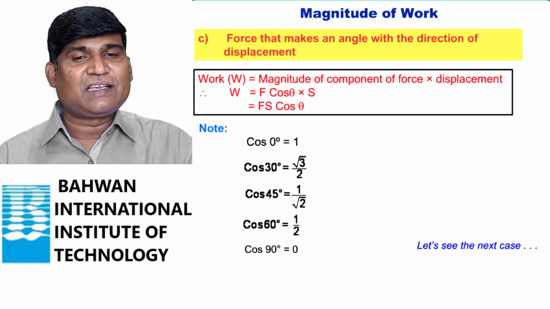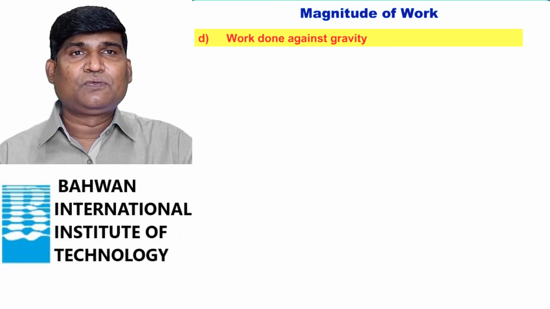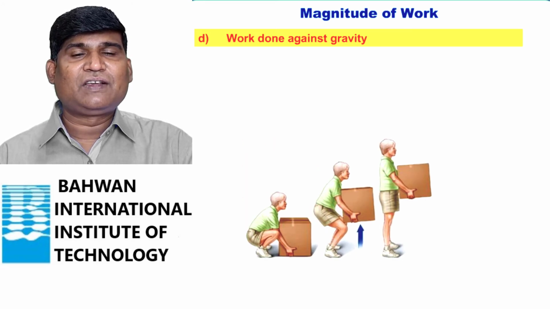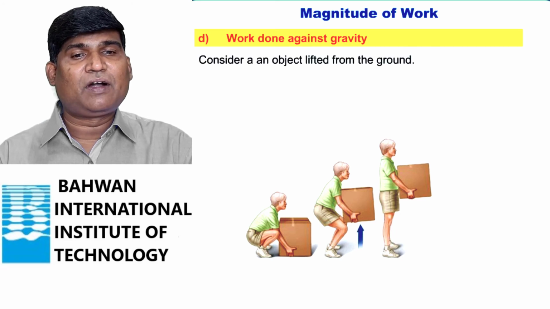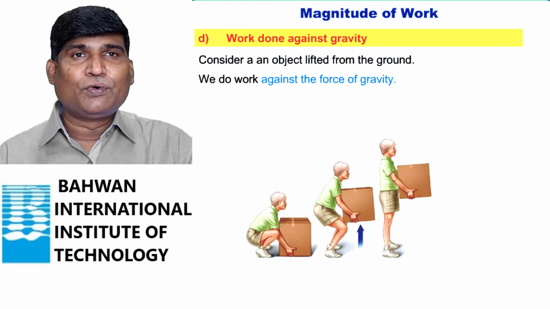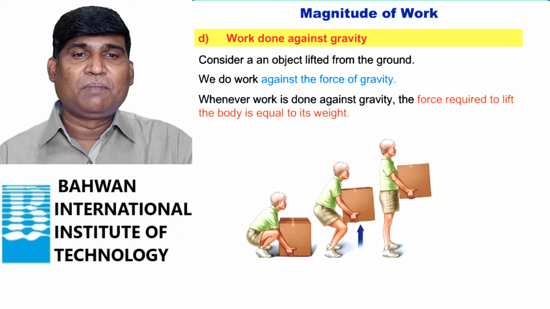Now we are going to take one more case, that is work done against gravity, right? We know gravitational force always acts vertically downward. So in this example, you are able to see one box is on the ground and one boy is trying to lift that box in the vertically upward direction, right? To lift this box vertically upward, he is applying force against gravity. We know gravitational force always acts vertically downward, but he is applying force opposite to that gravity.